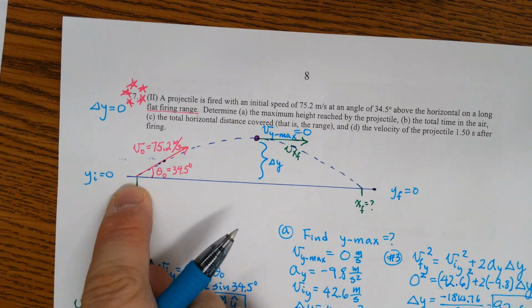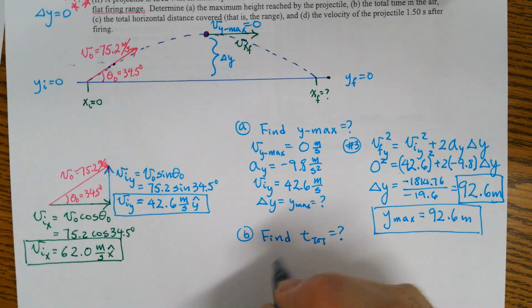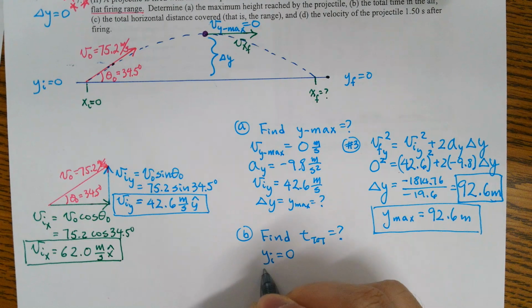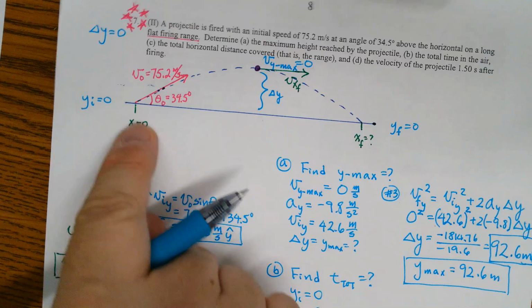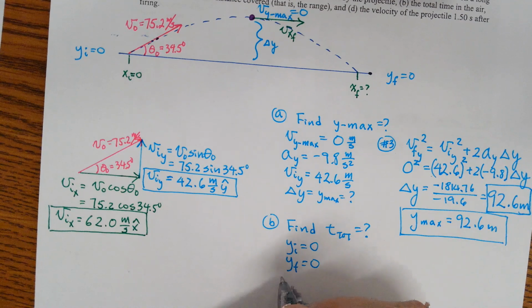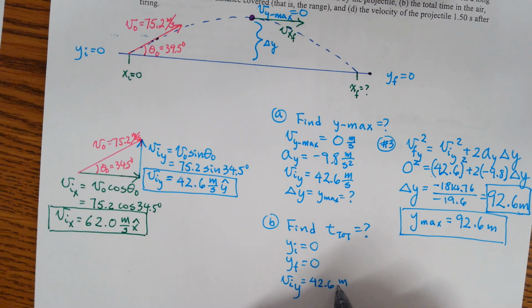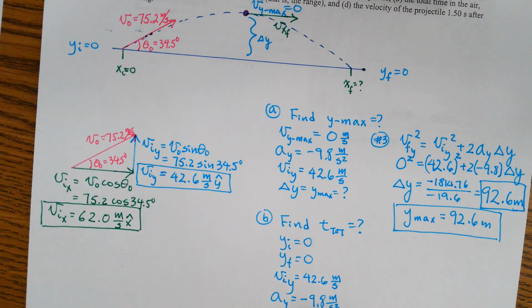So it's basically starting from a height of 0 and ending at a height of 0. So my y initial is equal to 0. My y final is equal to 0, for the total time. And my initial velocity in y is equal to 42.6 meters per second. I know a sub y is equal to negative 9.8 meters per second squared. And I'm looking for time.